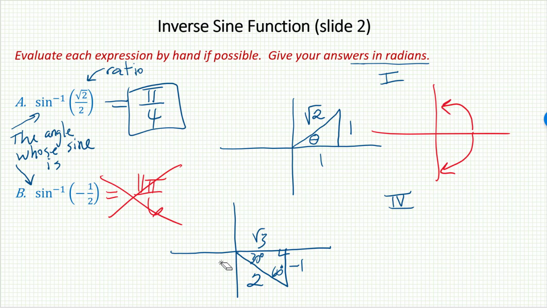So that is incorrect. You say, well, what angle is it then? Well, if you're in the fourth quadrant, you'd have to write down the negative angle, which of course would be negative 30 degrees, or in radians, negative pi over 6. That's the angle, the only angle that the inverse sine function knows about that has a ratio of negative 1/2.